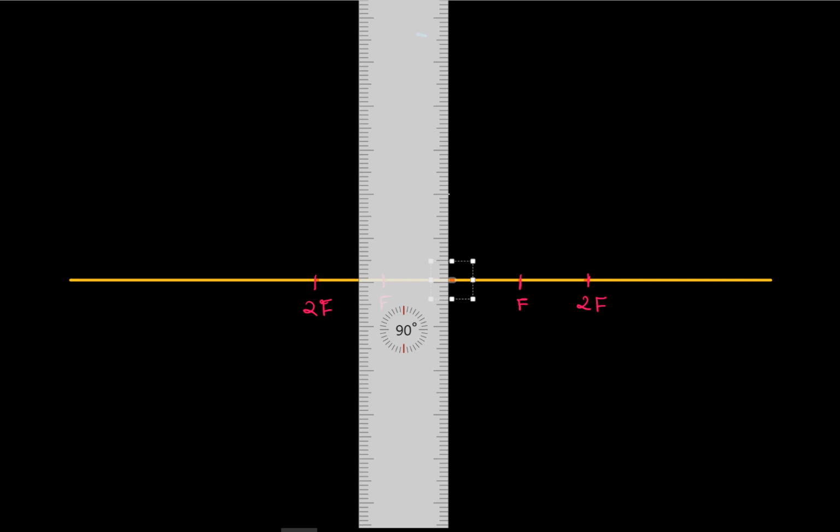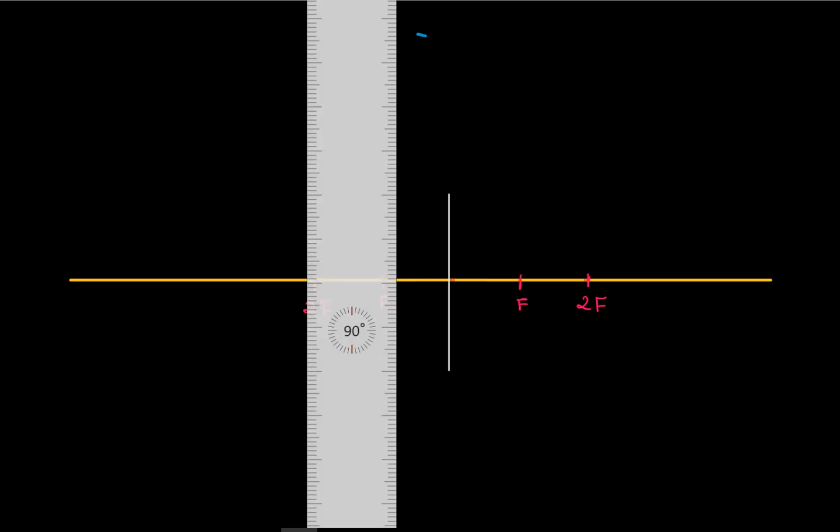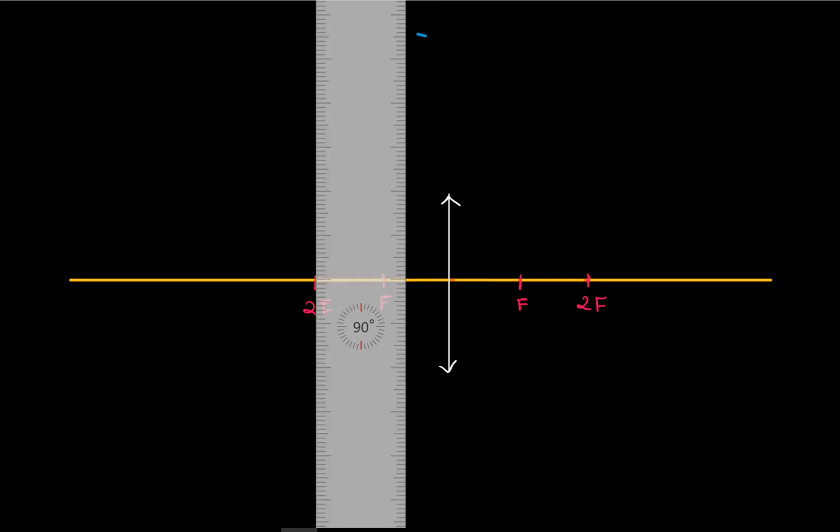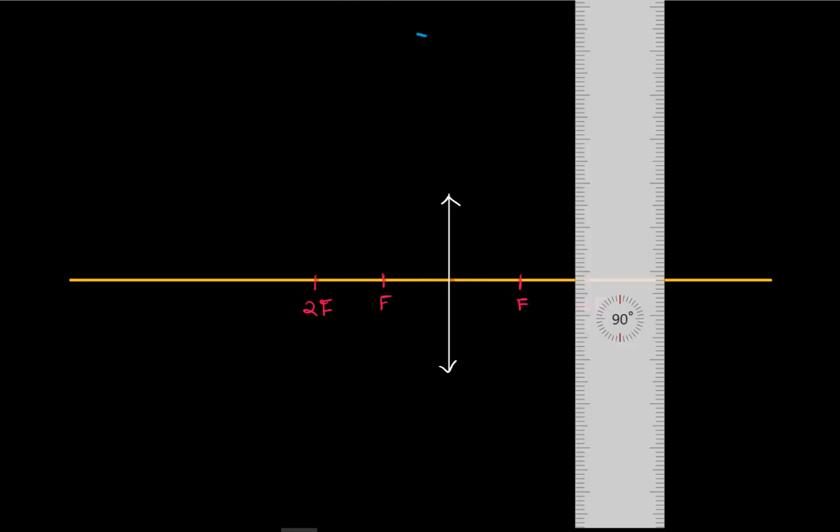So I've drawn my lens, and now I need to decide where I'm going to place my object. Suppose I tell you this time that my object is between F and 2F.